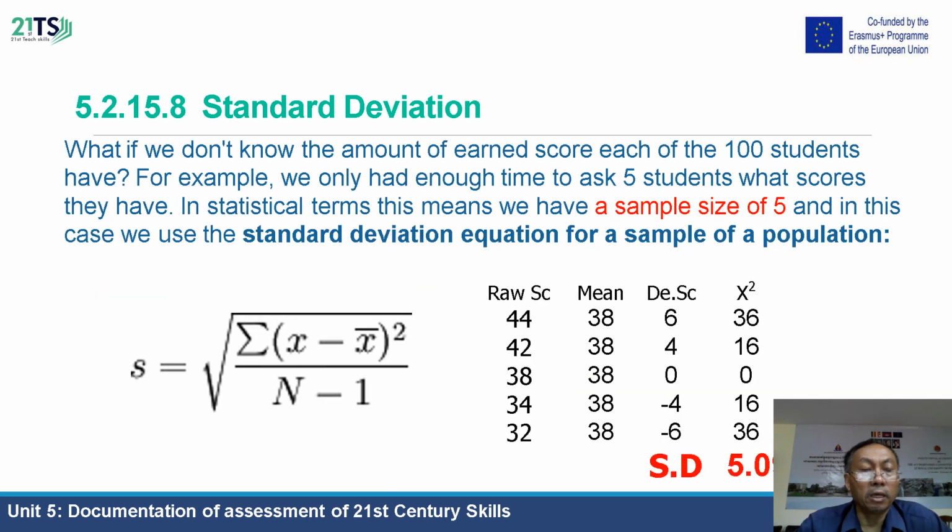So what if we don't know the score of each of the 100 students? For example, we only had enough time to ask 5 students what score they have. In statistical terms, this means we have a sample size of 5. And in this case, we use the standard deviation equation for a sample of a population. Look at the examples. Do your own calculation to find out if you have the same results as your own calculations.